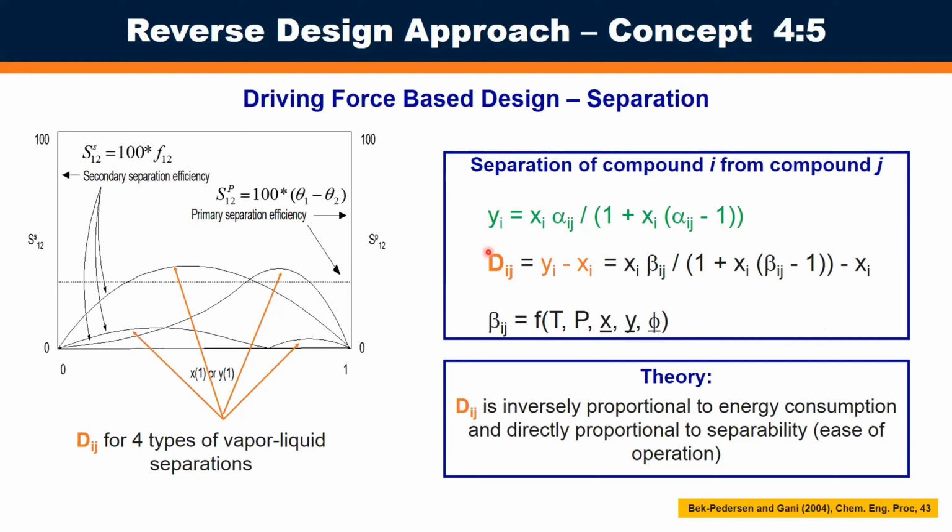And really it is, like we talked about a few minutes ago, the composition difference. And then there is a parameter here, beta, that is related to the state variables of the system, so the temperature, pressure, compositions, and thermodynamics. The theory is that the driving force is inversely proportional to energy consumption and directly proportional to separability. So that means when the driving force is at its maximum, you have the easiest separation, and the easiest separation should translate to at least close to minimum energy consumption, because less work is needed to accomplish the separation.